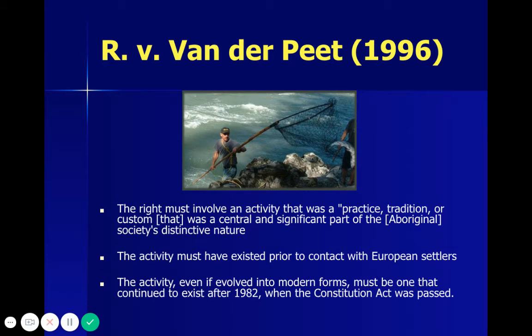So if you're going to try to prove that you have an Aboriginal right to do something, how do you prove that? Well, the first thing is you have to establish that the thing that you're doing, whether it's fishing or a powwow or a potlatch ceremony or anything like that, was a practice or a tradition that was a central and significant part of Aboriginal society. But more than that, you have to prove that it existed prior to contact with European settlers.